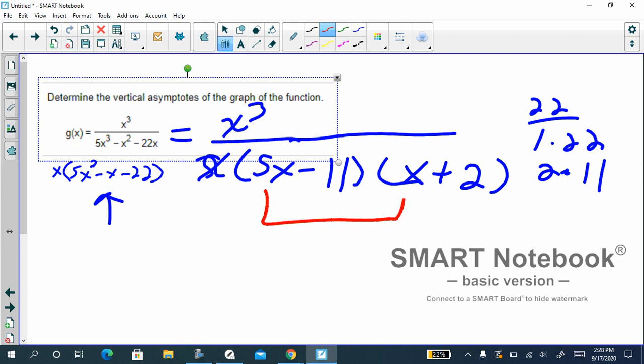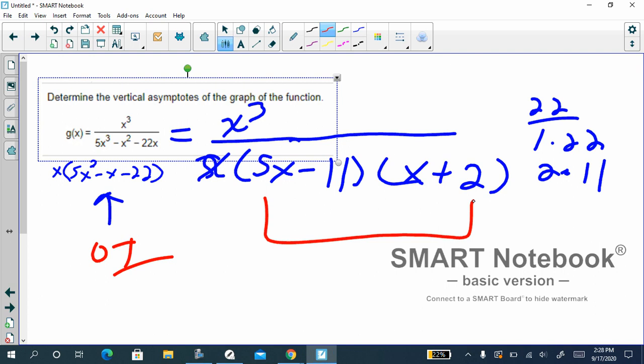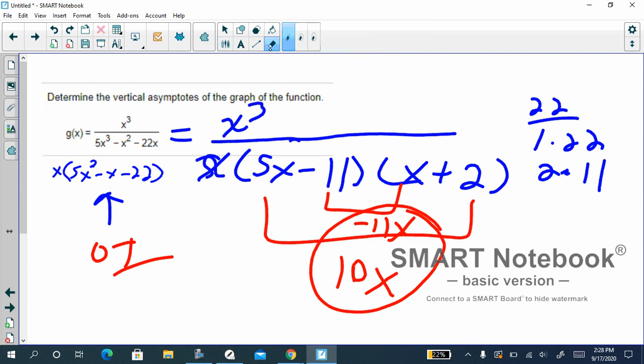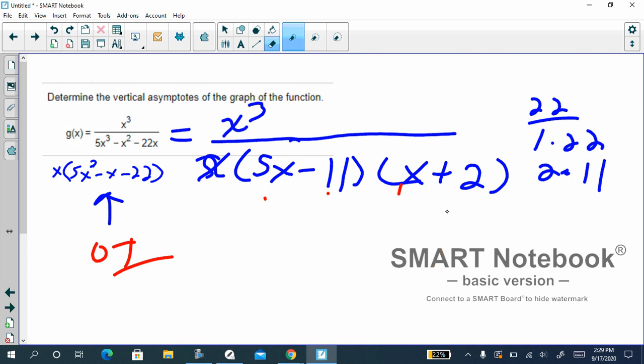Notice that's 5x squared. That's minus 22. And the middle term comes from the outer product and the inner product. So notice that's negative 1x. So that's how the denominator factors.